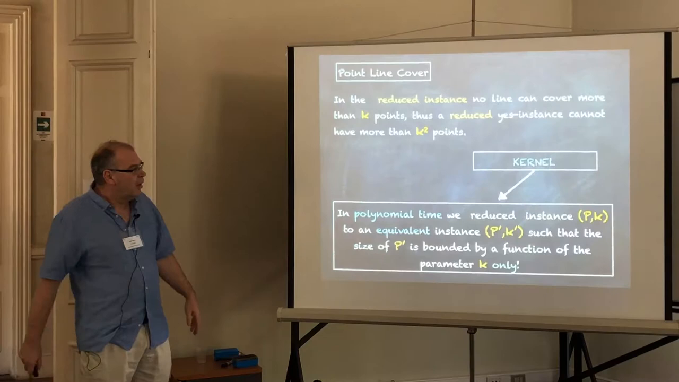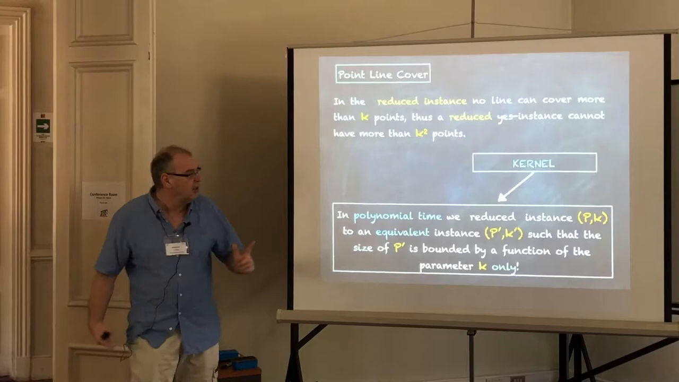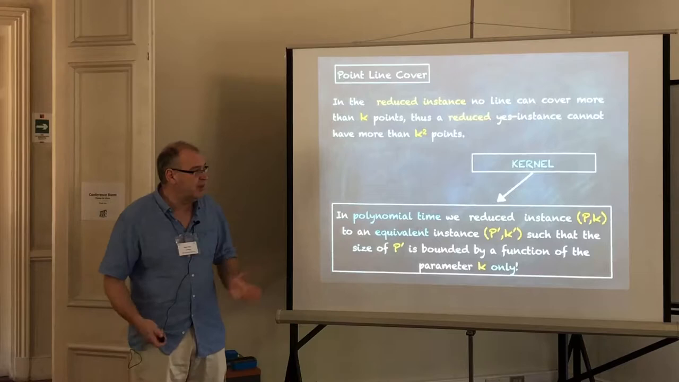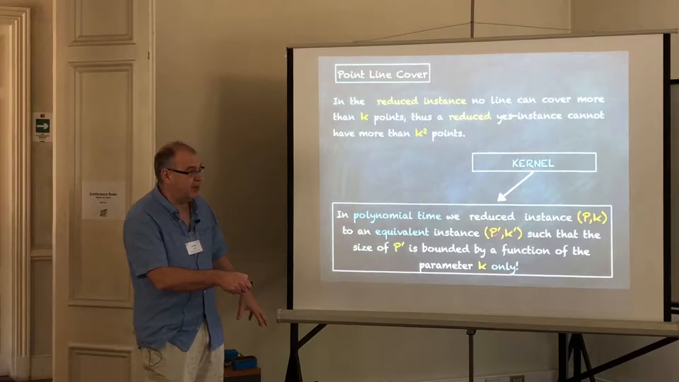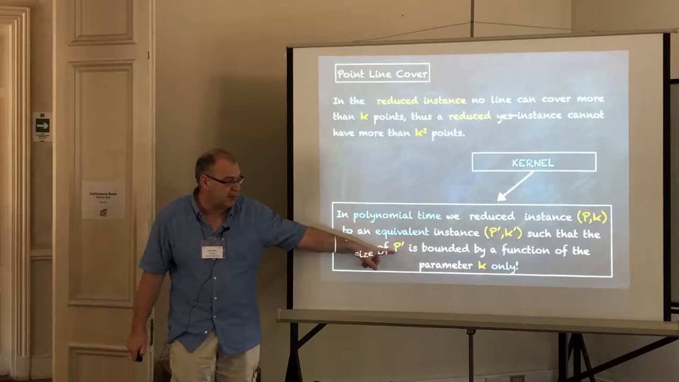Okay, so let's just try to reflect on what we just did. So I have a polynomial time algorithm. Every reduction runs in polynomial time. And in polynomial time, I have a parameterized instance of an NP-complete problem. So this was a number of points and a parameter k. And I constructed an equivalent instance P prime, k prime of the same problem, such that the number of points here is bounded by a function of k only.